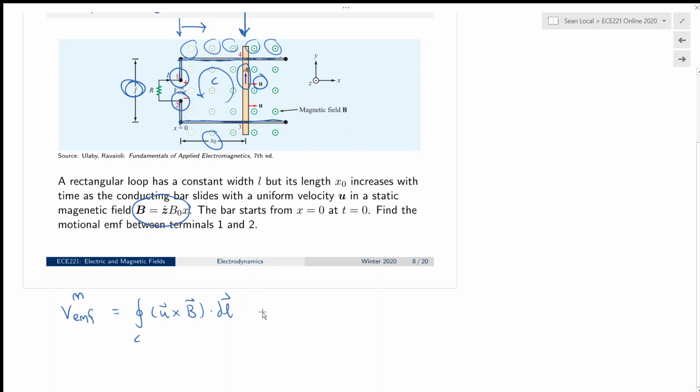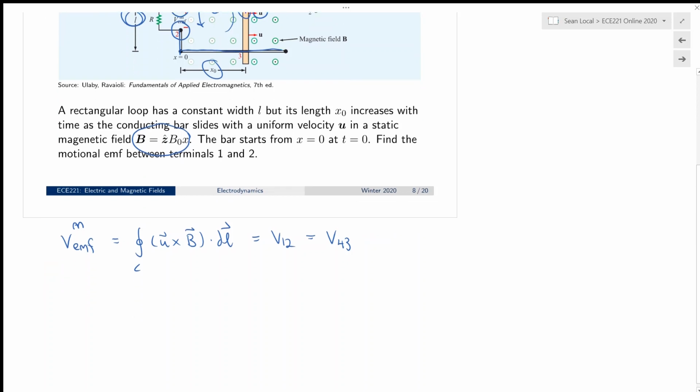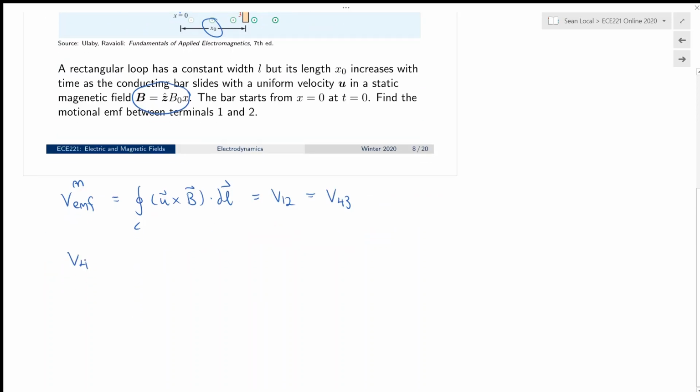So this is to say that the motional EMF that is going to be produced here is the same as the voltage that is developed across the resistor, which is the same as the voltage developed across our bar, which is V43. So to find V43, we just integrate from point 3 to point 4, the velocity crossed with the B field dot dl. So let's have a look at each of these components.